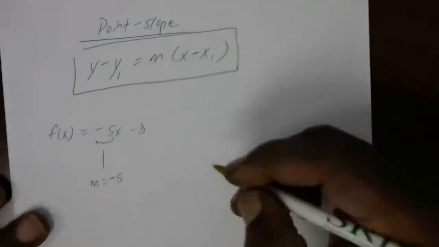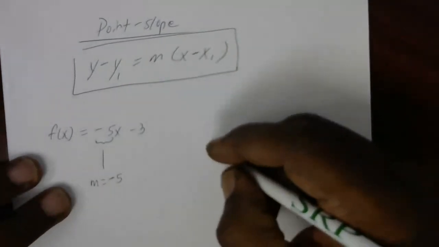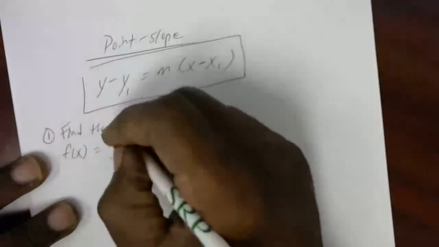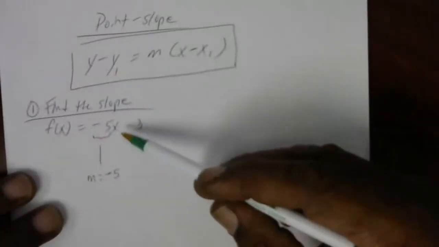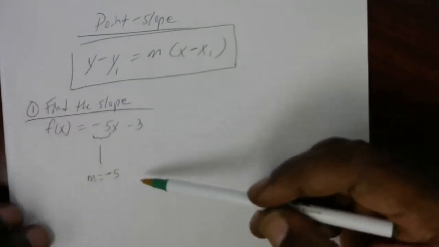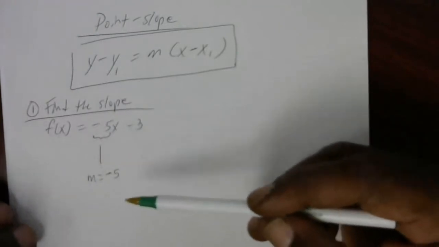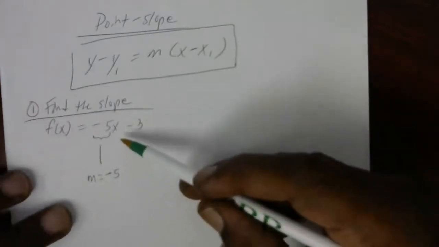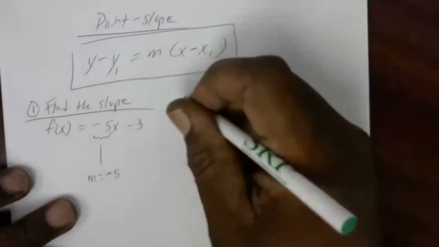So I'm going to actually put some steps here. The first thing we had to do was find the slope. If your equation is not already in slope-intercept form, you must solve it for y, put it in slope-intercept form, and then determine your slope. So we determined that the slope is negative 5.